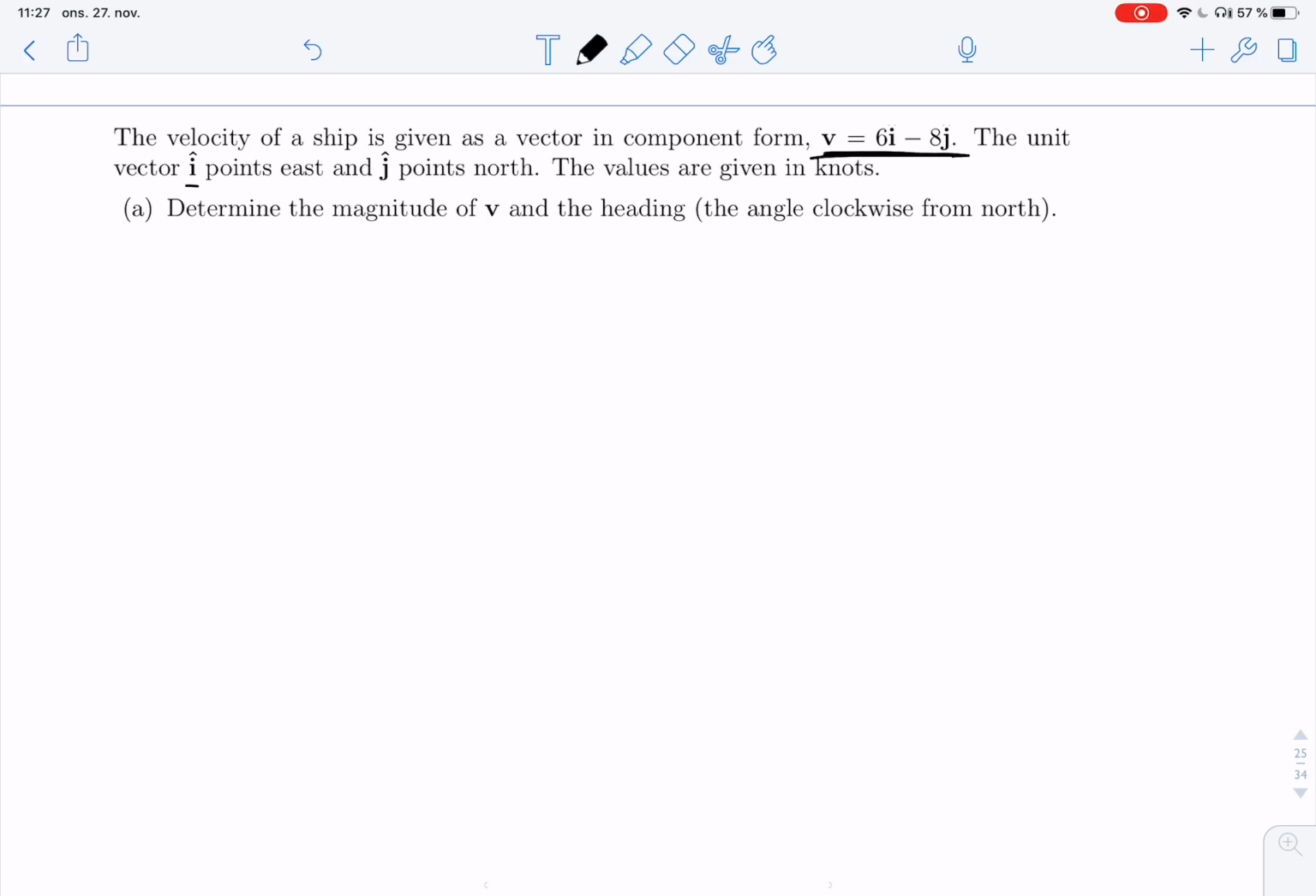Here we have the velocity of a ship given in component form. So I points east and J points north. So this would be 6 knots in the east direction and -8 in the J direction, or 8 in the -J direction. So it would be 6 east and 8 south. So this would be our V.